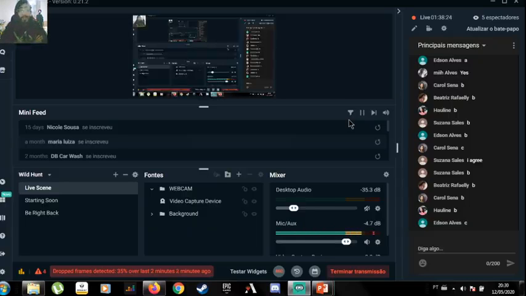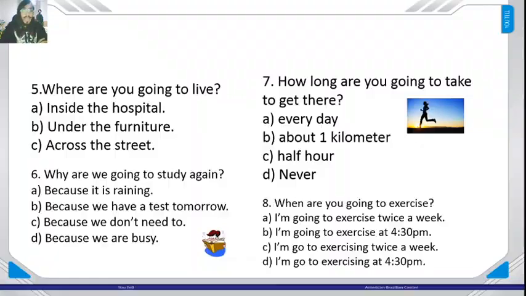So students, most of you are guessing that the correct alternative is the letter B. Yes? So the question is, why are we going to study again? The answer, because we have a test tomorrow. So if you said letter B, you are correct, okay? So the number 6, guys, the correct one is the letter B, okay? Because we have a test tomorrow.